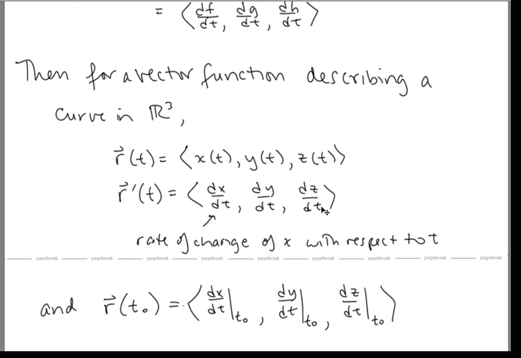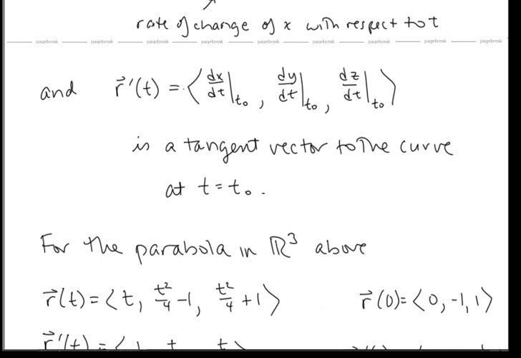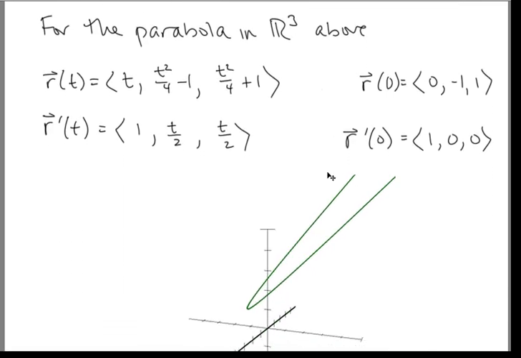This is very useful information. At any point along our curve, if we know the t-value that got us to that point, we have a vector in the direction of where this curve is headed. We know how x is changing, how y is changing, how z is changing. So actually what r prime of t gives us is a tangent vector to the curve at a particular point. So at any particular t0, when we evaluate these derivative functions at t0, we're getting a tangent vector to the curve at that point. So let's take a look at the parabola that we had above.